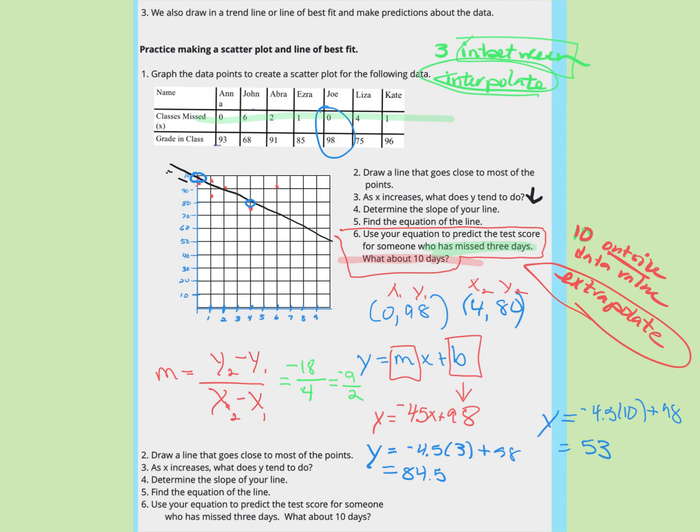All right, as your last little practice for the class today, we're going to take the grades in the class. You see that we have the grades here: 93, 68, 91, 85, 98, 75, 96. What we're going to do is go on this next page and find the standard deviation for those values. We'll go step by step, and I'm going to let you pause and calculate as we go.